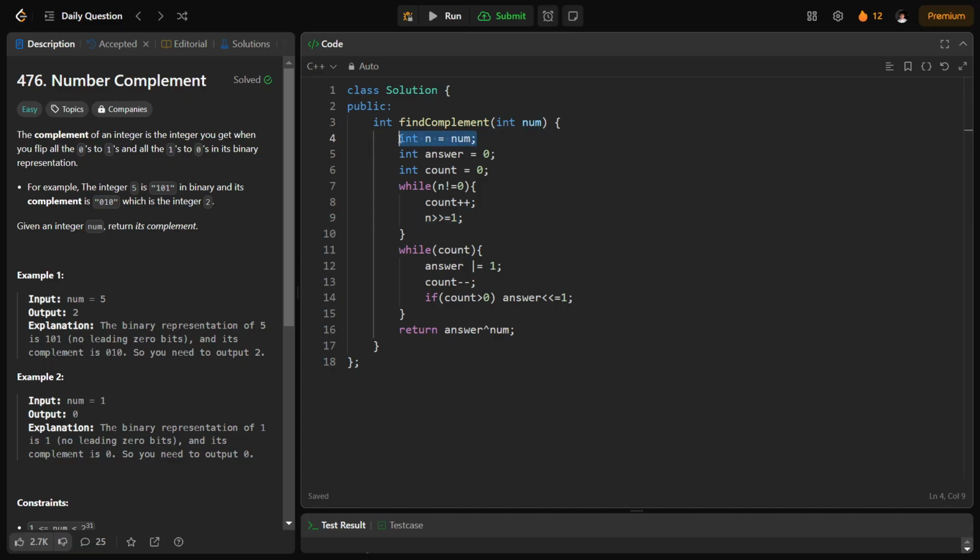So I take a copy of num, I take an answer as 0, and I take a count. What I do is count the elements: till the time n is not 0, I increase the counter and I shift n by 1. So this shifting operation again.